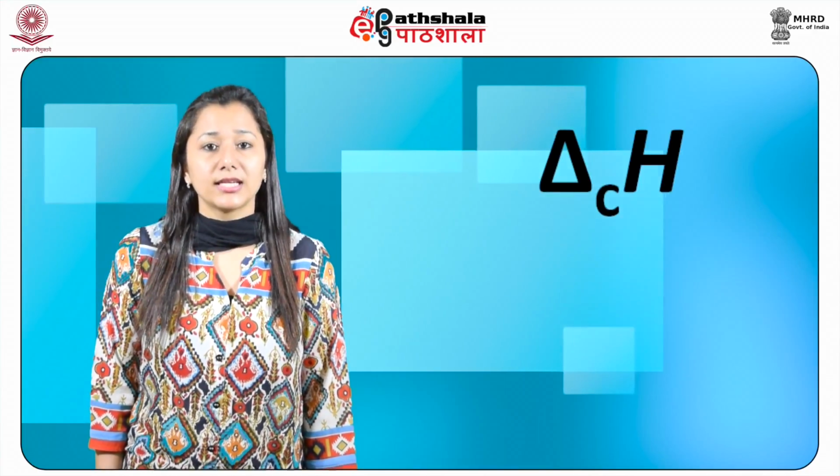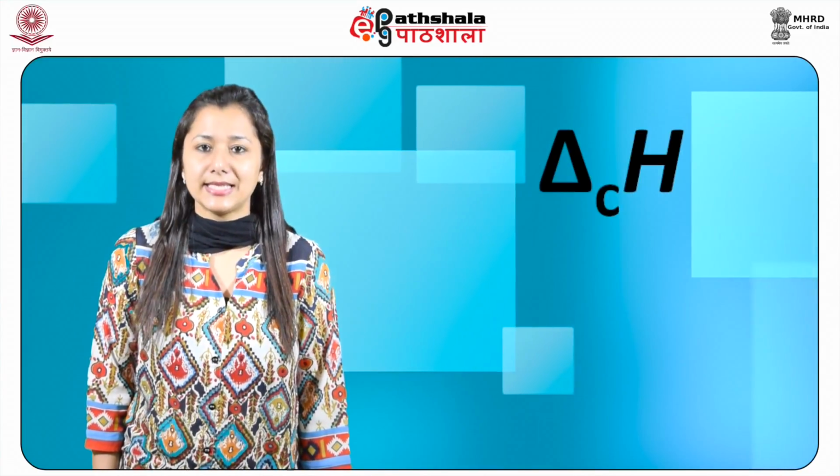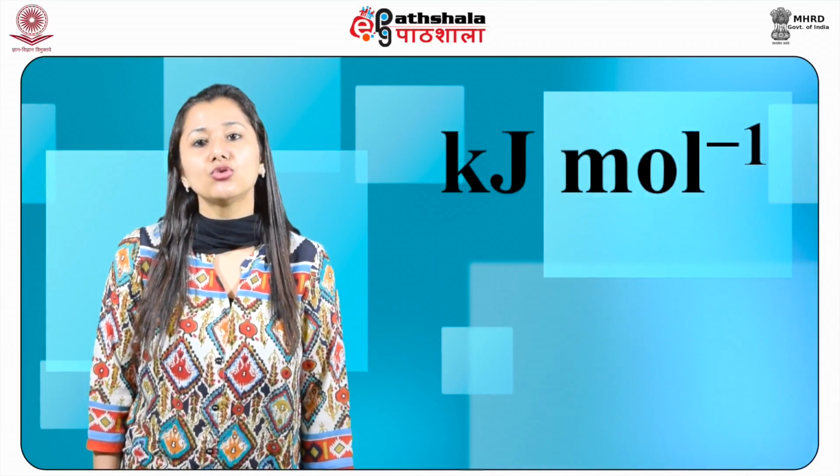Now, we shall see the enthalpy of combustion. It is defined as the enthalpy change that takes place when 1 mole of a substance is burnt completely in the presence of oxygen at a given temperature and pressure. It is denoted by delta HC and the unit is kilojoules per mole. The combustion is always an exothermic process.